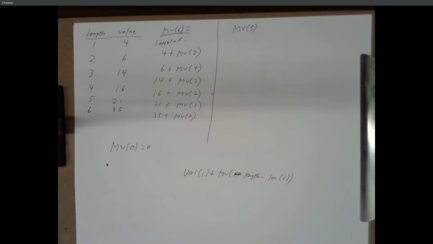Yeah, 6 is just 6 plus these two. So it will be 14 here. Max val of 2 is either 4 plus 4 plus 4 or 6. Yeah, you're right. Yeah, we're putting 1 inch. This is 4. This is 4. And this is 8 plus 4.